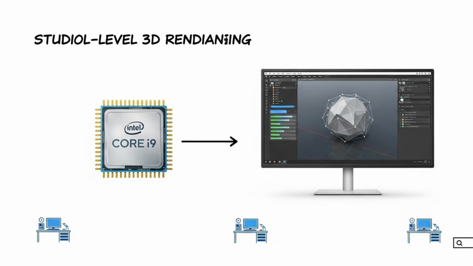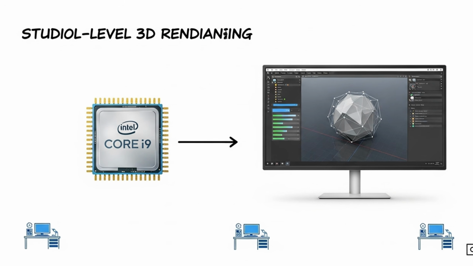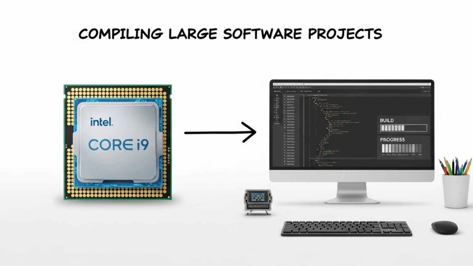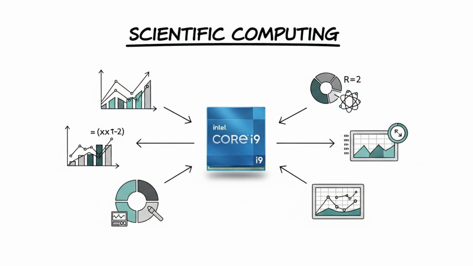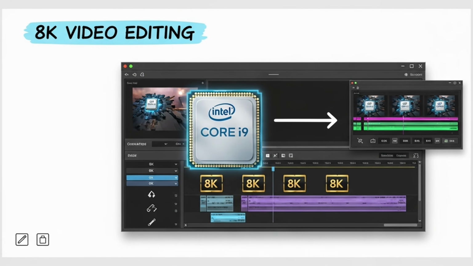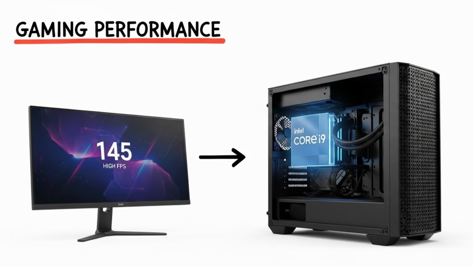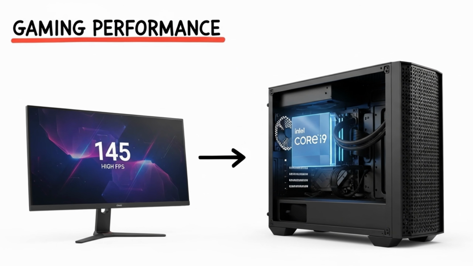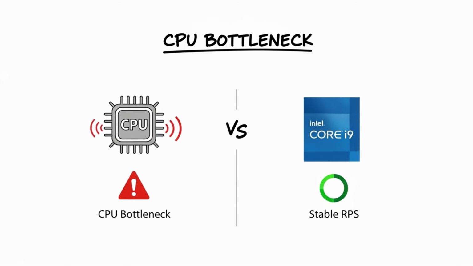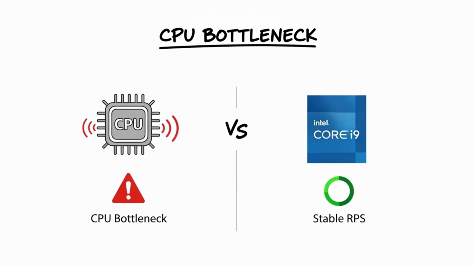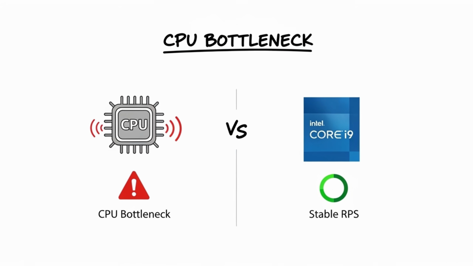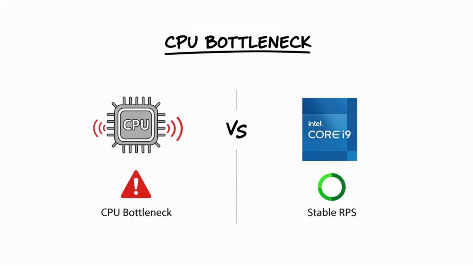lesser chips. We're talking about studio-level 3D rendering, compiling massive software projects, performing scientific calculations, and editing multiple streams of 8K video. For gaming, a Core i9 is overkill for most titles, but it provides an unparalleled level of future-proofing and the ability to maintain maximum frame rates even when running background tasks. It ensures that the CPU is never the bottleneck in a system.